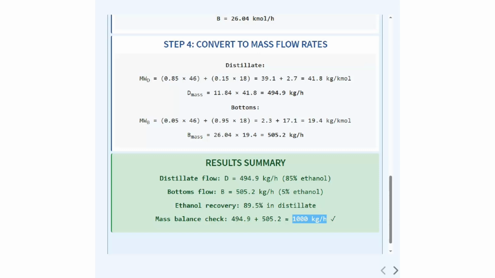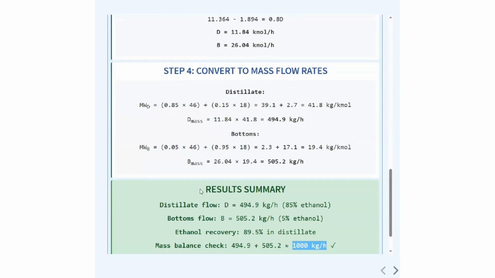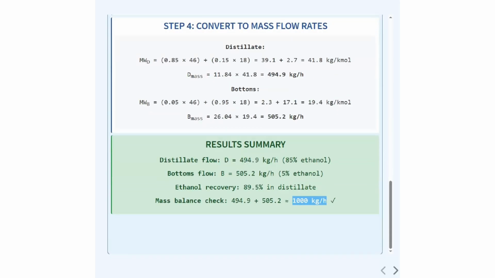From here, what we did: we performed a full mass balance and material balance, and we learned how to convert mass flow to molar flow, then apply overall and component balances, solve simultaneous equations, and then convert back to mass. So finally we get the result.